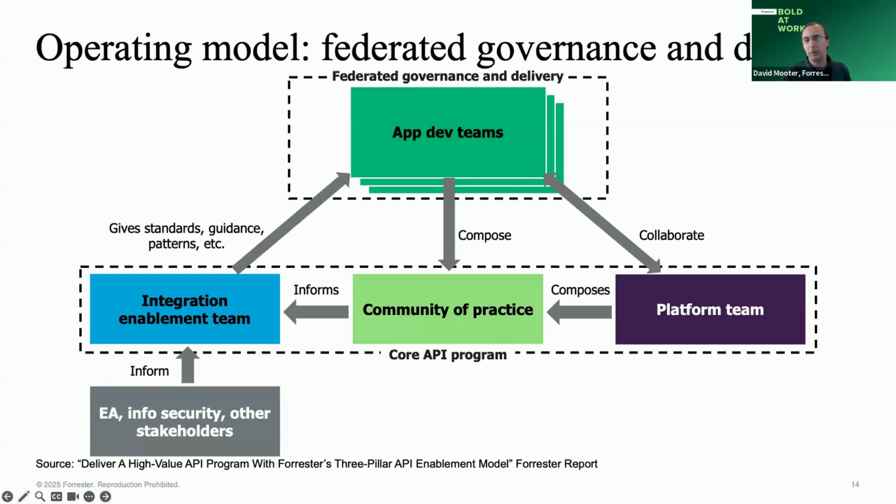Well, the information sharing is one trade-off. That's what the community of practice is there for, to help ensure that information is flowing across everyone interested who has a stake in APIs. Then there's consistency, which was the other trade-off. That's why you have the platform team there.